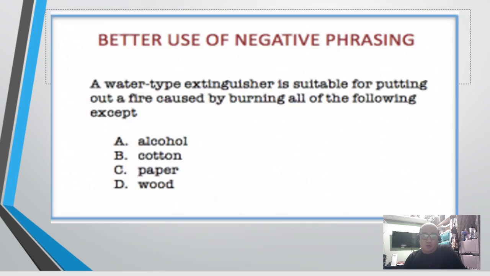A better use of negative phrasing is this example: a water type extinguisher is suitable for putting out a fire caused by burning all of the following except. So we have there the choices: alcohol, cotton, paper, and wood.